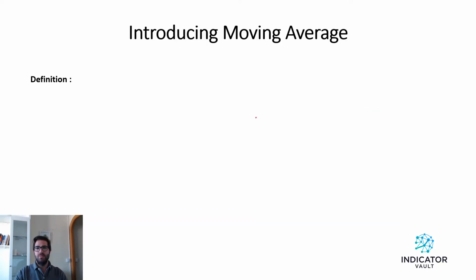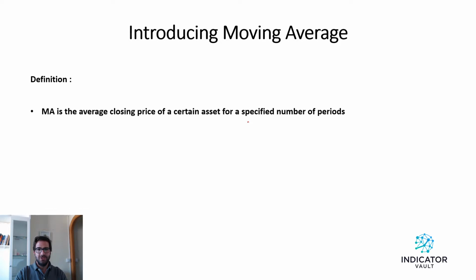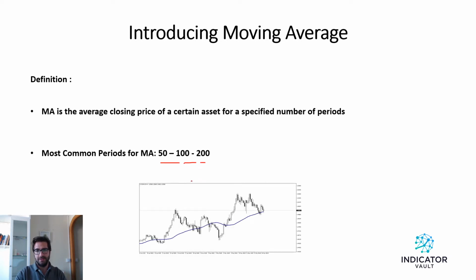What is moving average? As a definition, moving average is the average closing price of a certain asset for a specified number of periods. There are many periods used for this indicator, some of them 50, 100, and 200. So if you look at the bottom of this slide, we can see that there is this chart and there is a blue line. This blue line represents the moving average.